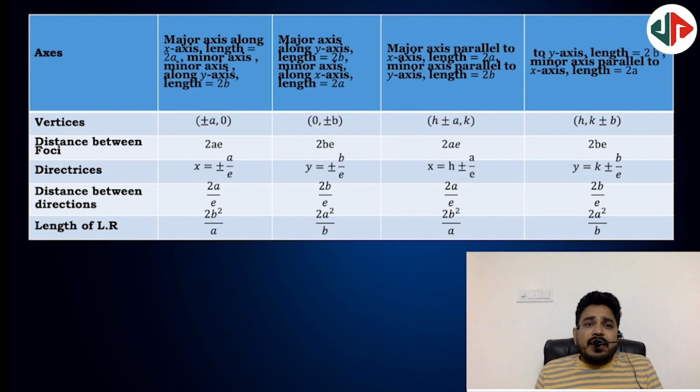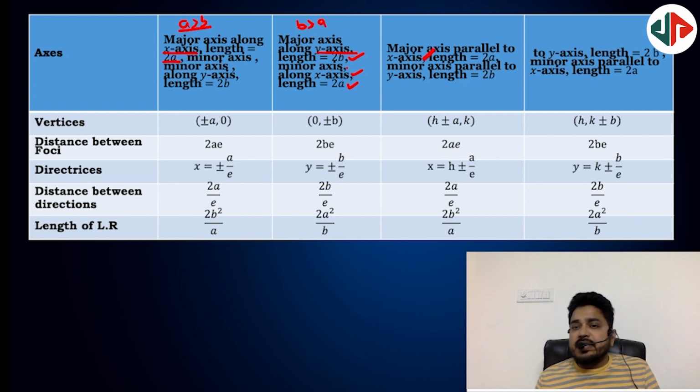For x square by a square plus y square by b square, if a is greater than b, the major axis is along the x-axis and its length is equal to 2a. If b is greater than a, the major axis is the y-axis, and the length of the major axis is 2b. The minor axis is the x-axis, and the length of the minor axis is 2a. And for this one, the center is h comma k, with the major axis parallel to the x-axis; here the major axis is parallel to the y-axis. These are the vertices.